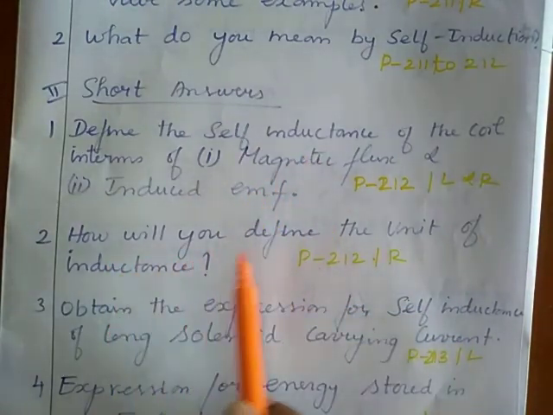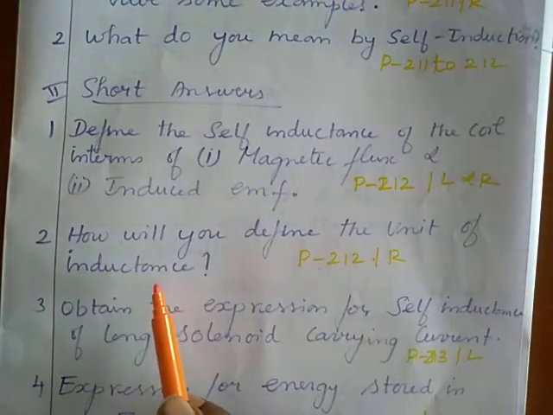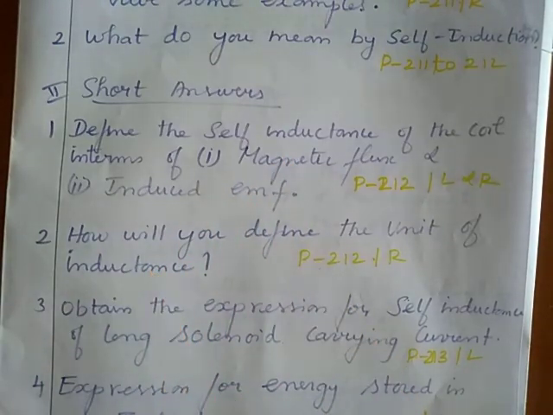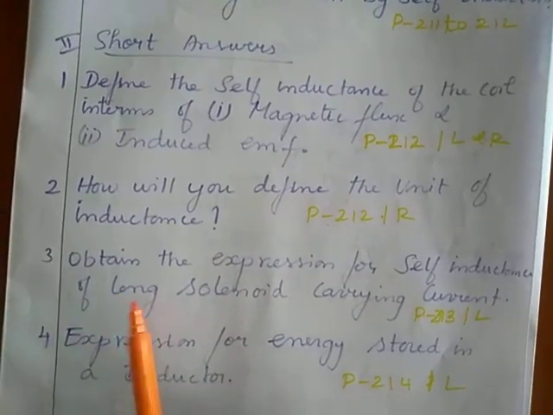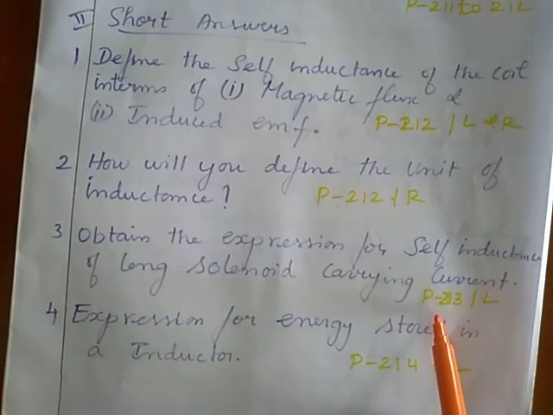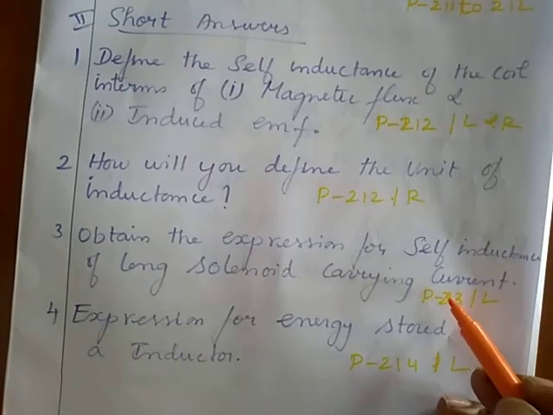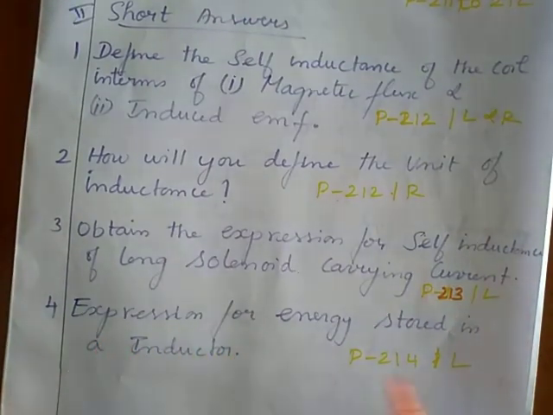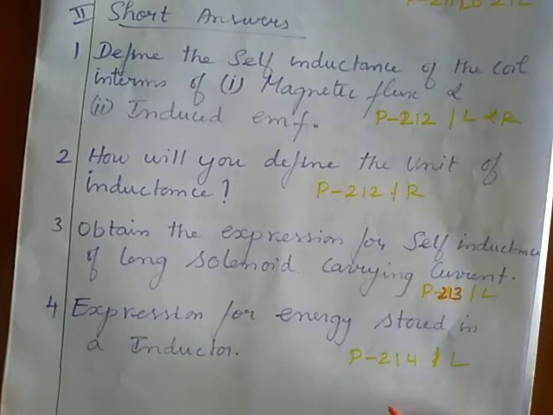Then, how will you define the unit of inductance? That is also easy. Using that expression, we can put N phi B equal to 1 Weber and I equal to 1 ampere. We get 1 Henry. Easily we can define 1 Henry, that is the unit of inductance. Then obtain the expression for self inductance of a long solenoid. That is on page number 213, left side. The next: expression for energy stored in an inductor. That is on page number 214.